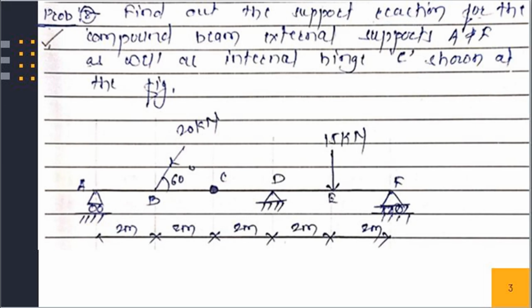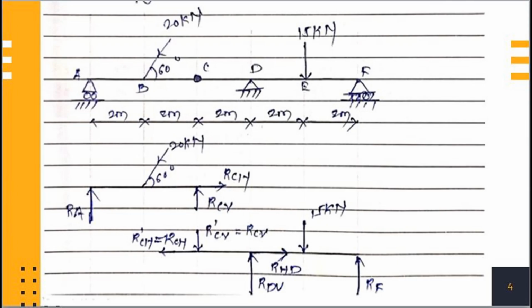support is horizontal. At point B there is one inclined force of 20 kN inclined at 60 degrees, and at point E there is a 15 kN force acting vertically downward. Now first of all we have to draw the free body diagram of this compound beam A, B, C, D, E. First we will consider beam ABC, and after that we will consider beam CDEF. Now in this problem at point C there is a hinge support.